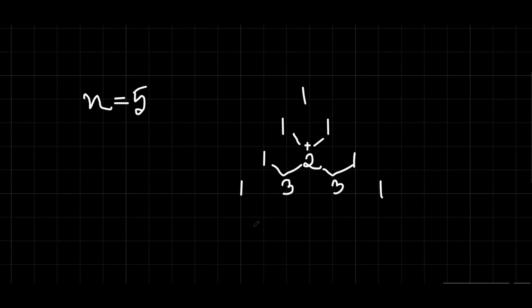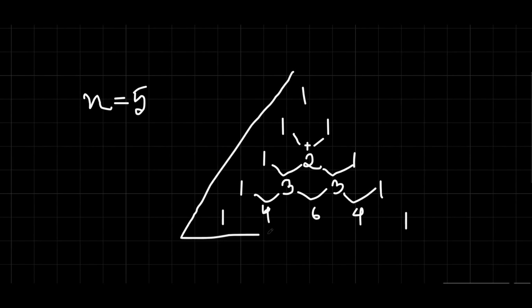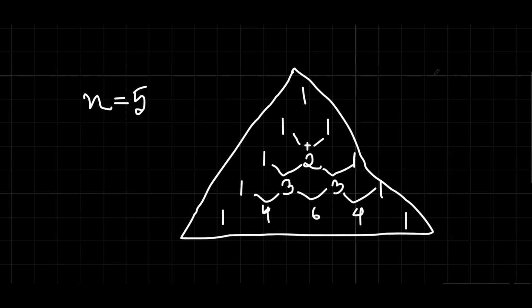Now for the fifth row, we have to put 1 here at the first position of the fifth row and 1 here at the last position of the fifth row. Now we have to add 1 and 3 and put 4 here, we have to add 3 and 3 and put 6 here, and we have to add 3 and 1 and put 4 here. So now we have found our Pascal triangle where the number of rows is 5. I hope you understood the algorithm.